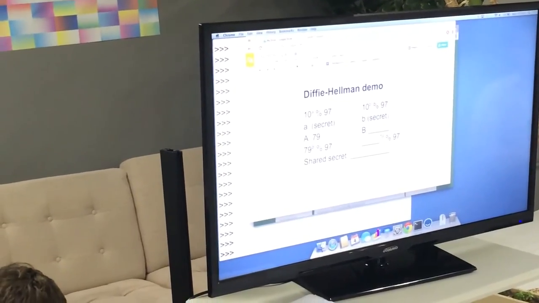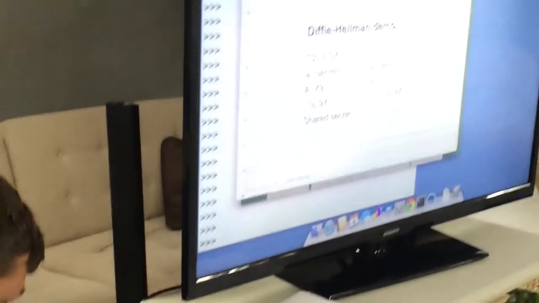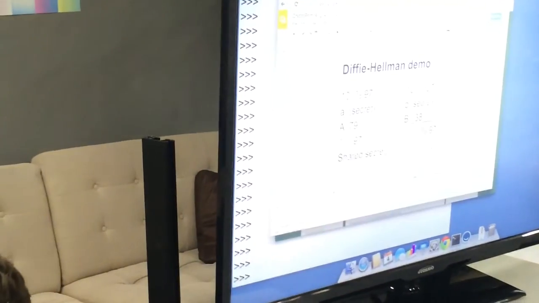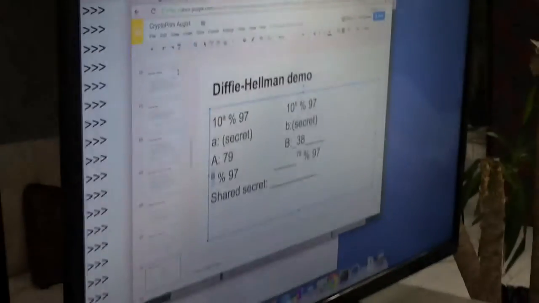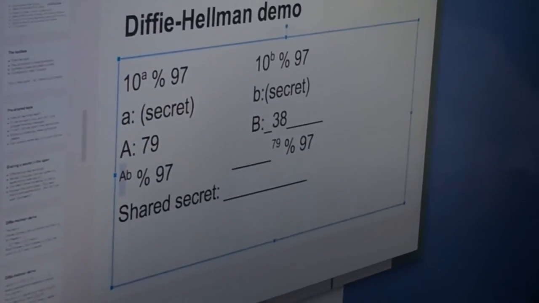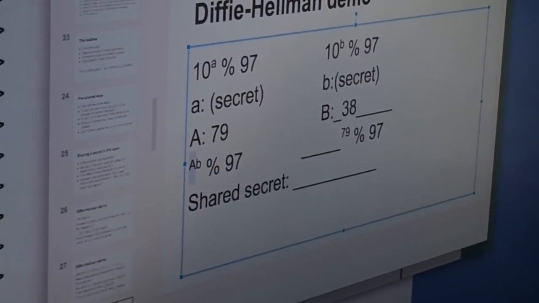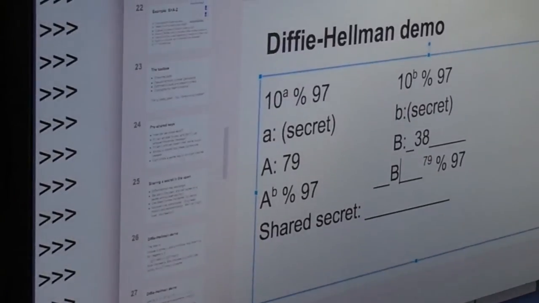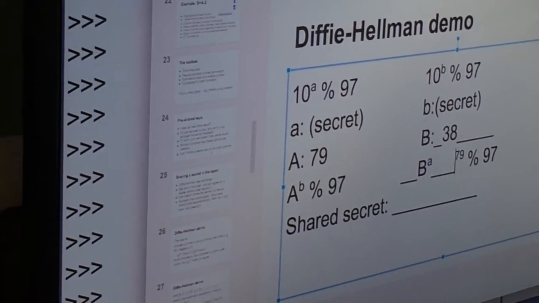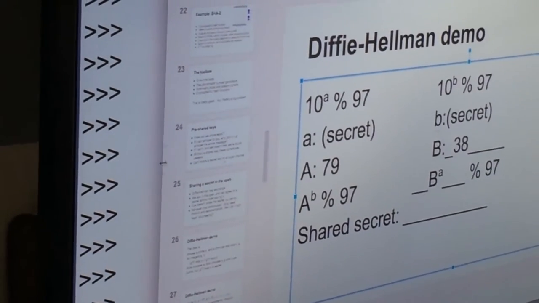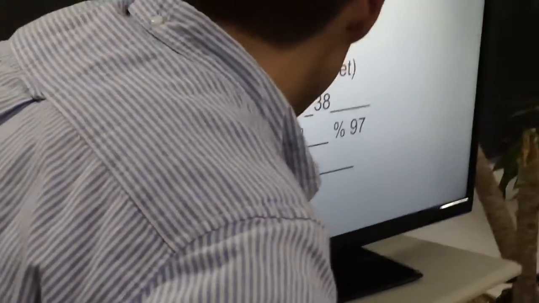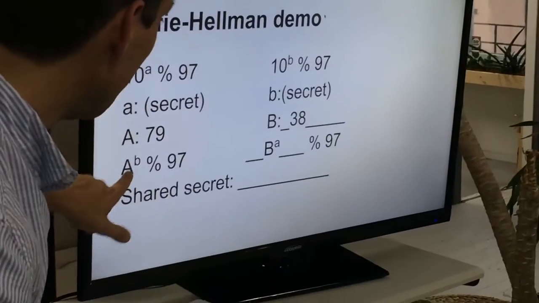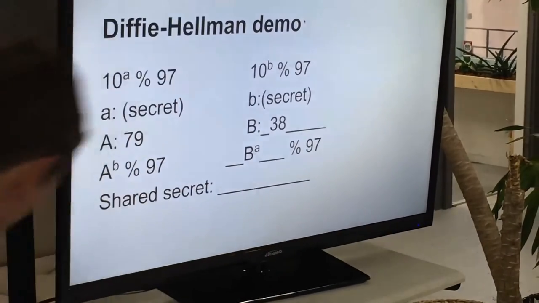Also, Google Calculator lets you do mod. Okay, but this is 38, right? Yeah, it's A to the B, and then B to the little a. Okay, we can just do it that way. So big B is 38, so now I do this, and you do that. You do 79 to your secret number, I do 38 to my secret number.